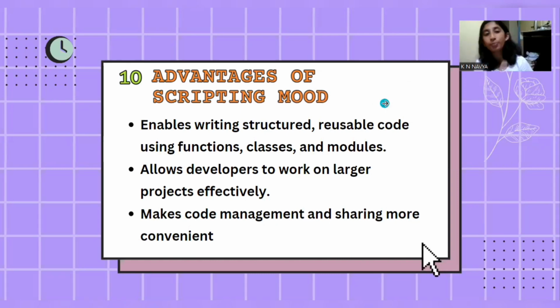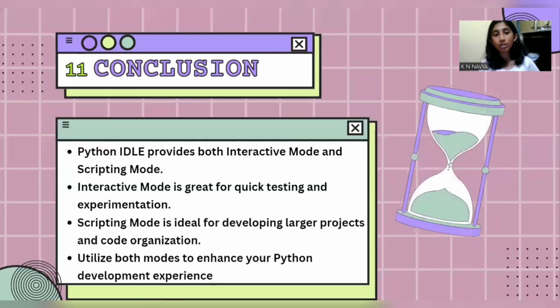Now, let me conclude this video by saying that Python IDLE provides both interactive mode and scripting mode. Interactive mode is used for getting quick results, whereas scripting mode is used for developing larger programs in various industries. We use both of these amazing modes of IDLE for our Python experience. So that's how they are helpful.